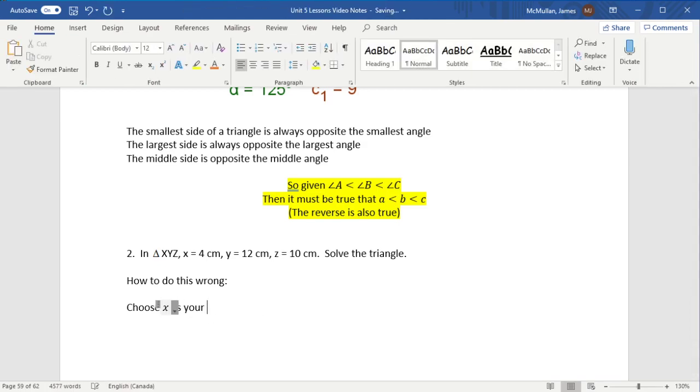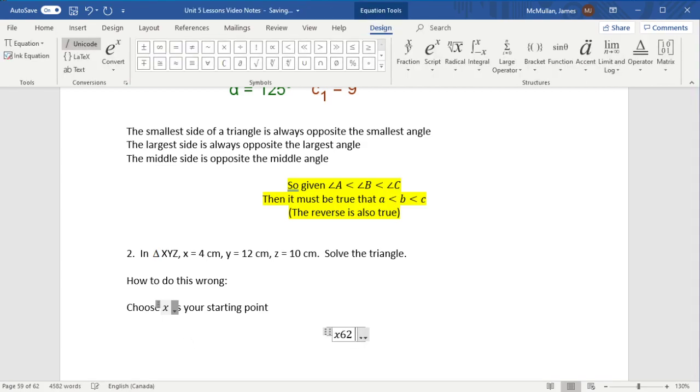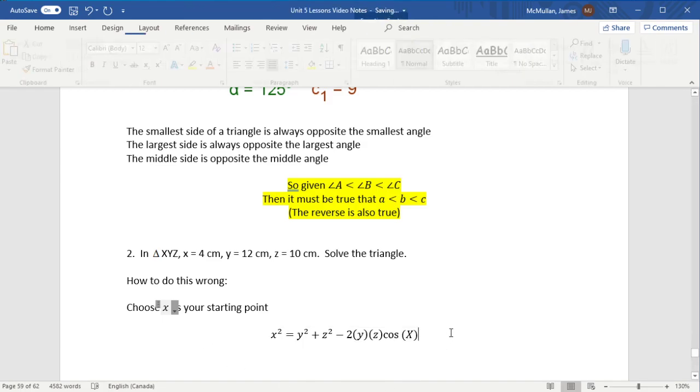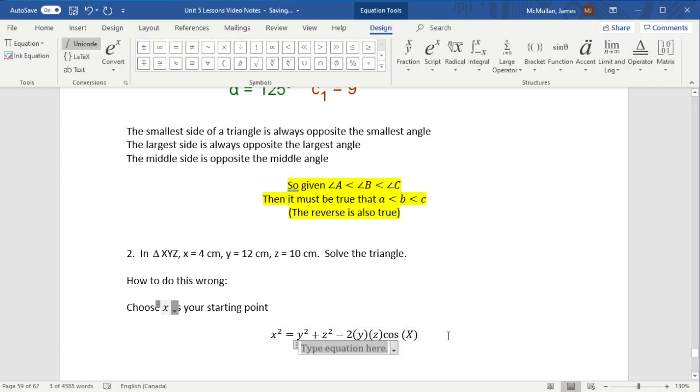Choose x as your starting point. Because you think, well, it's a cosine law question, I can start with whatever I want, so let's choose x. So x squared is equal to y squared plus z squared minus 2yz cos x. Right? We don't know x, so we'll bring everything to the other side. We get x squared minus y squared minus z squared, and then we have to divide all of that by negative 2yz equals cos x, right? That would be how you would isolate.